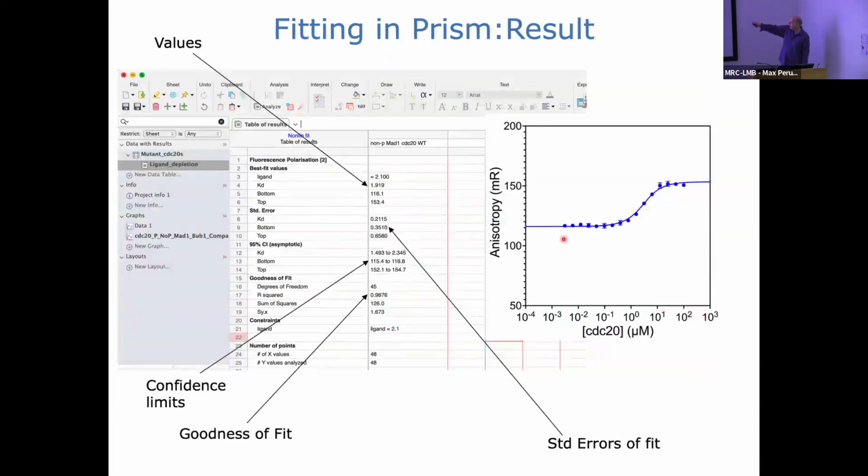Then it'll give you a fit similar to Kaleidagraph, with the fitted values here. It will give you the standard error on these, and then the confidence limits. In this case, the KD, even though it's 1.9, has a 95% confidence interval of 1.4 to 2.34. The goodness of fit here is R squared rather than R.